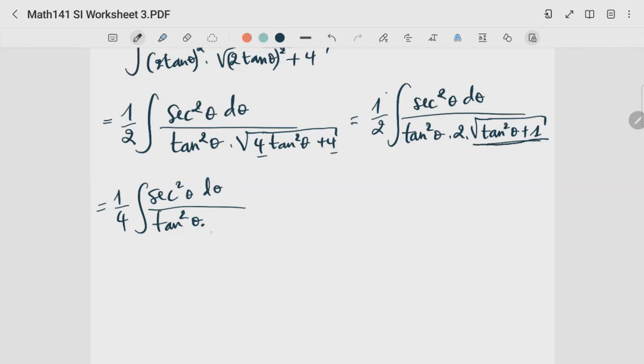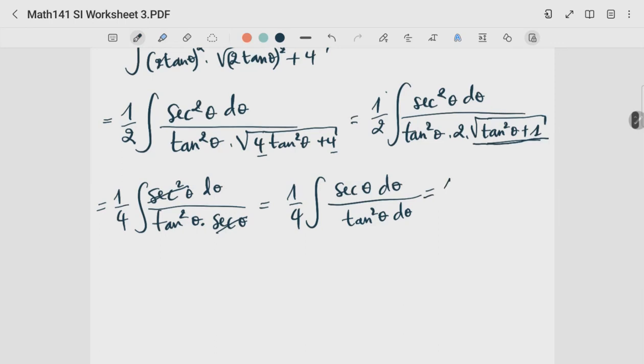Sec theta, right? So that would be sec theta. The sec theta can cancel with that, right? And you have 1/4 multiplied into sec theta d theta divided by tan squared theta d theta. Right, so now we know that sec is equal to 1/cos, and tan is equal to sine over cos. So let's use those expressions.